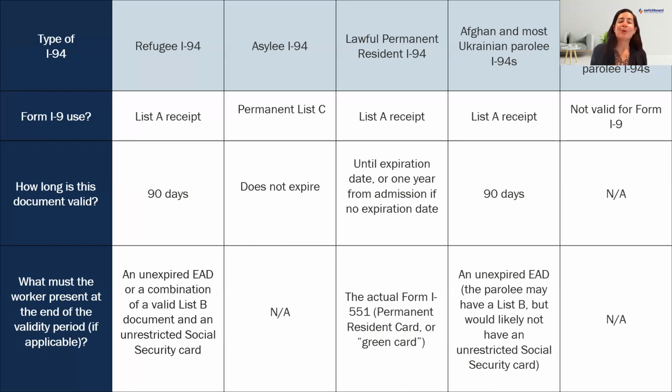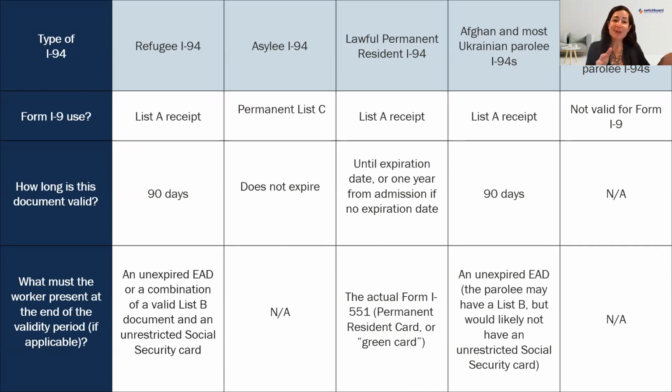Slide. Okay, so this slide is one of my favorite slides in the deck because it just shows how complex it can be for one type of document. So we're using the I-94 as an example. If you see across the top row, it's the different statuses. So there's the refugee I-94, the asylee I-94, the permanent resident I-94, the Afghan and Ukrainian I-94, and then we use as an example the Cuban, Haitian, Nicaraguan, Venezuelan I-94.